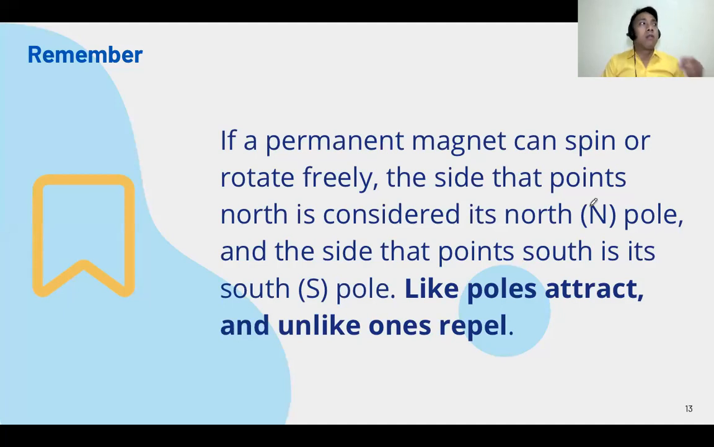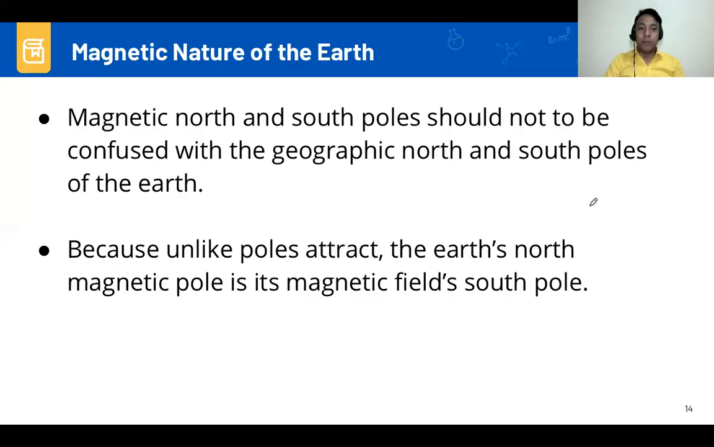So there are also some magnets that are all around, like that. So if that magnet points to the north, that is its North Pole. And of course, the other side is its South Pole. So this one is the expectation.